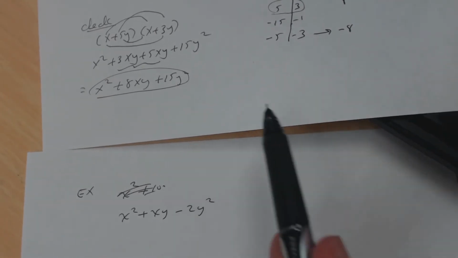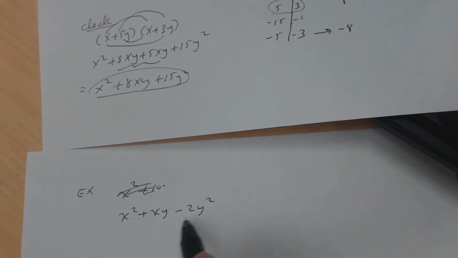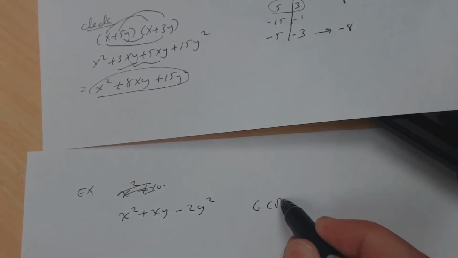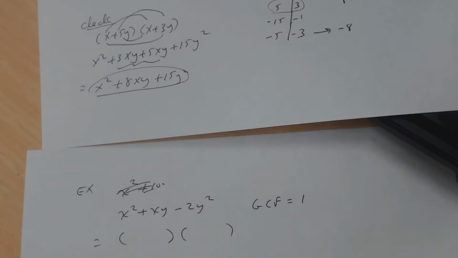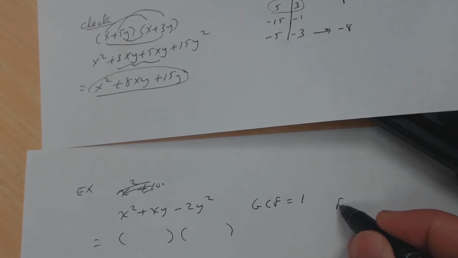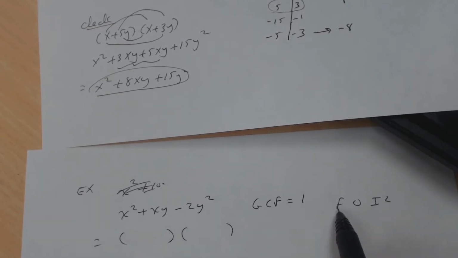So just like we did in the previous problem, you look for the GCF. The GCF is 1. So there's nothing to factor out from all three terms. So I'm going to go directly now and rewrite it as two binomials. I want to write this as a product of two binomials. So let's think of the FOIL. Do the F first. So first times first has to give me x squared. So x times x gives me x squared.